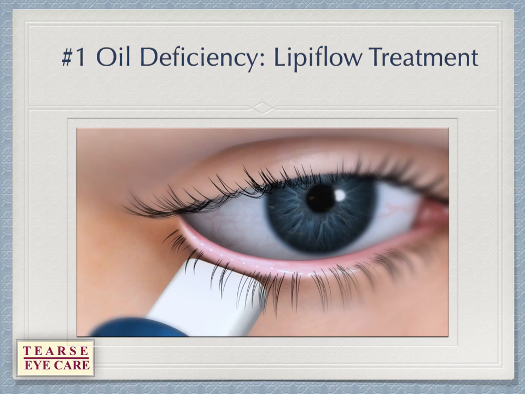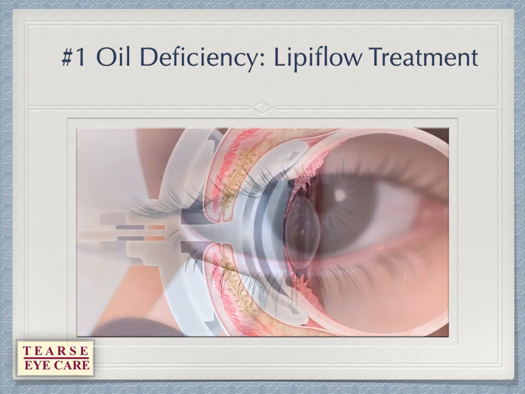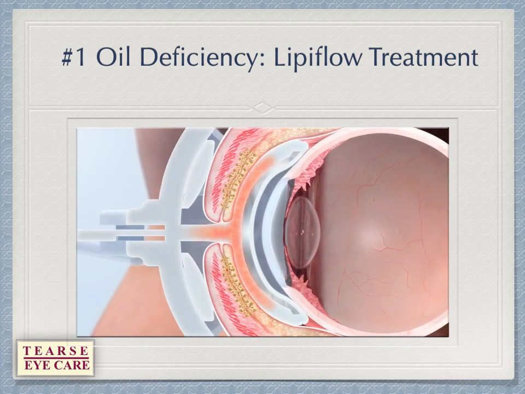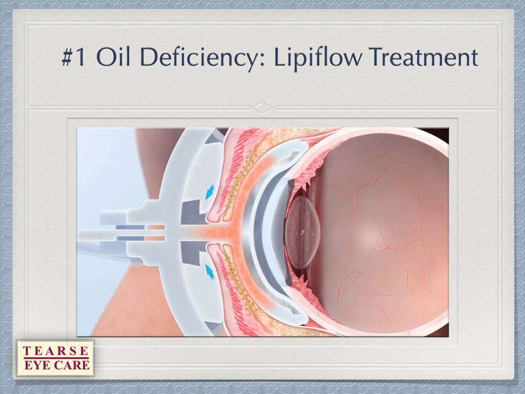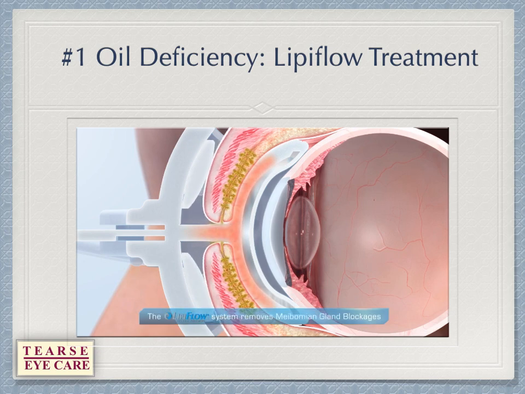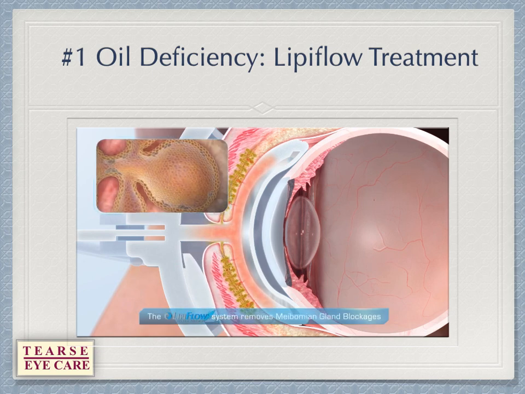The other option that we have available is a newer treatment called LipiFlow. The LipiFlow system uses heat and a 12-minute pressure profile to remove blockages in the meibomian glands. By heating the glands from the inside, blockages are liquefied. Gentle pressure is applied from outside the lid, from the base of the gland to the gland opening, removing blockage and flushing dead cells from the gland.